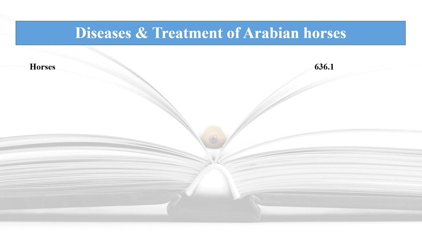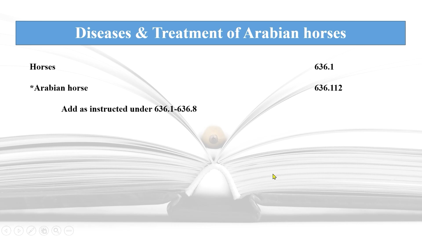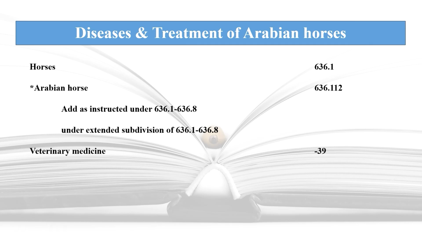In 636.1 there is horse, and the Arabian horse is under 636.112, and you can see that Arabian horses comes with an asterisk mark. It means the note that comes with it is to add as instructed under 636.1 to 636.8. So under extended subdivision under 636.1 to 636.8, there is veterinary medicine under 39.